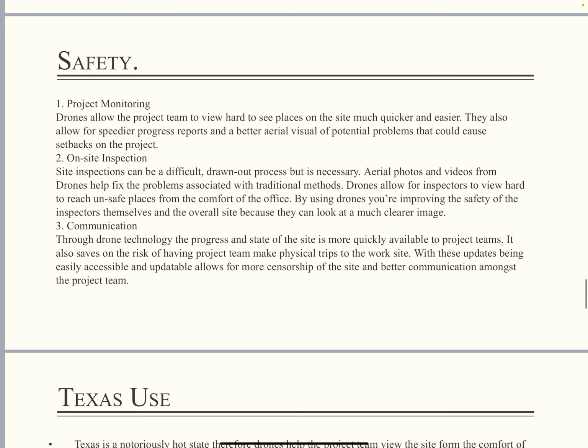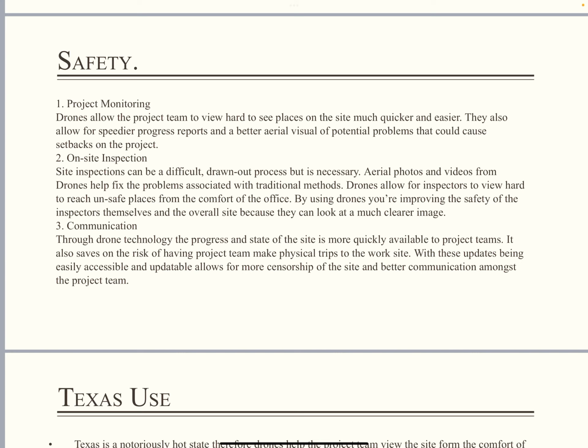A little bit more on the safety aspect of drones is project monitoring. So drones allow for the project team to view hard to see places on the site much easier and quicker. They also allow for speedier progress reports and a better aerial visual of potential problems that could cause setbacks on the project.